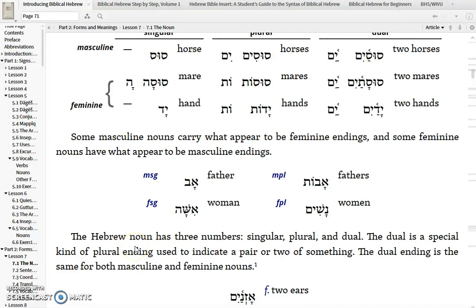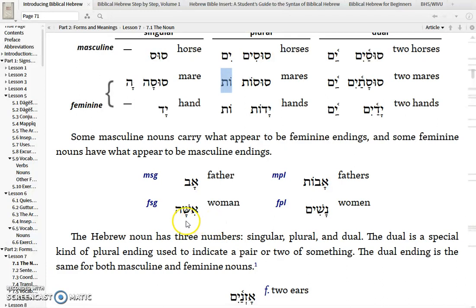Now, some nouns are irregular in terms of gender and number markings. The word father is obviously a masculine singular noun, but the plural form has the feminine plural ending. So father is av, but fathers plural is avot, with a form that's normally associated with the feminine plural. The ot ending usually marks feminine plural nouns. So it's suffering a bit of gender confusion, you might say.